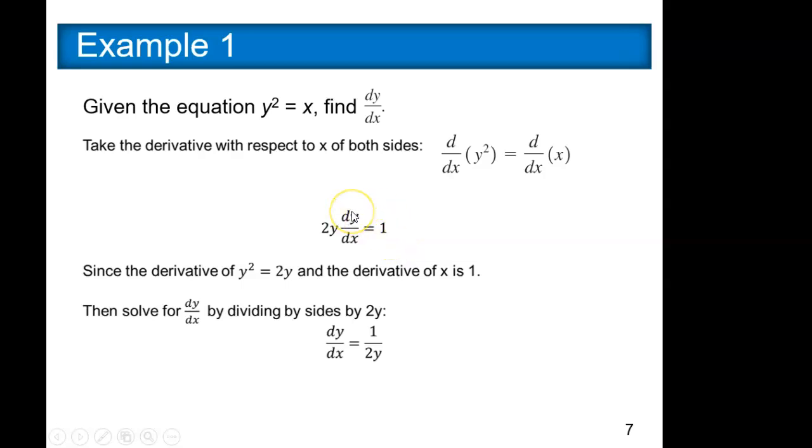Okay, so we're asked to find dy/dx, which is this. And so that means we need to get rid of the 2y. Since these are multiplied together, we're simply going to divide both sides by 2y. So when we divide both sides by 2y, we're left with dy/dx by itself here, and we have 1 divided by 2y on this side.